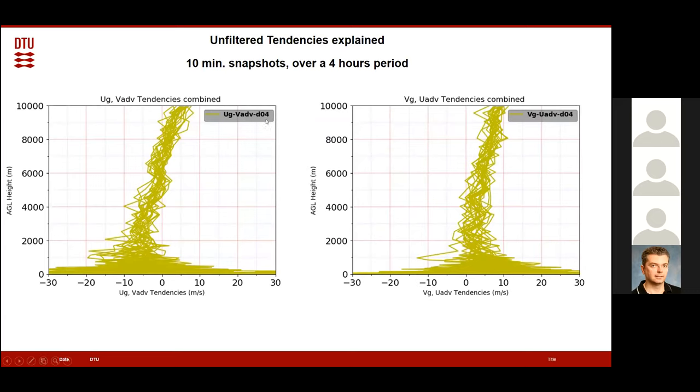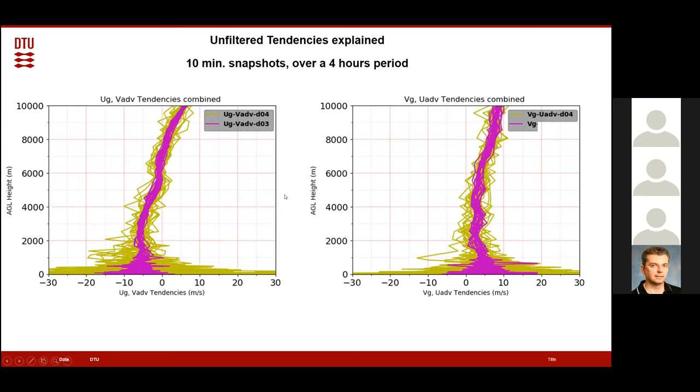So in principle, we are looking at 24 different snapshots taken here. Here we are talking about the DO4 level from WRF, which is 1 kilometer, and we can see this huge spread in the velocity, which is based on both the pressure gradient, geostrophic wind, and the advective tendencies, which ranges from minus 30 to 30 meters per second, especially in the lowest 500 meters, which is quite difficult to explain physically.